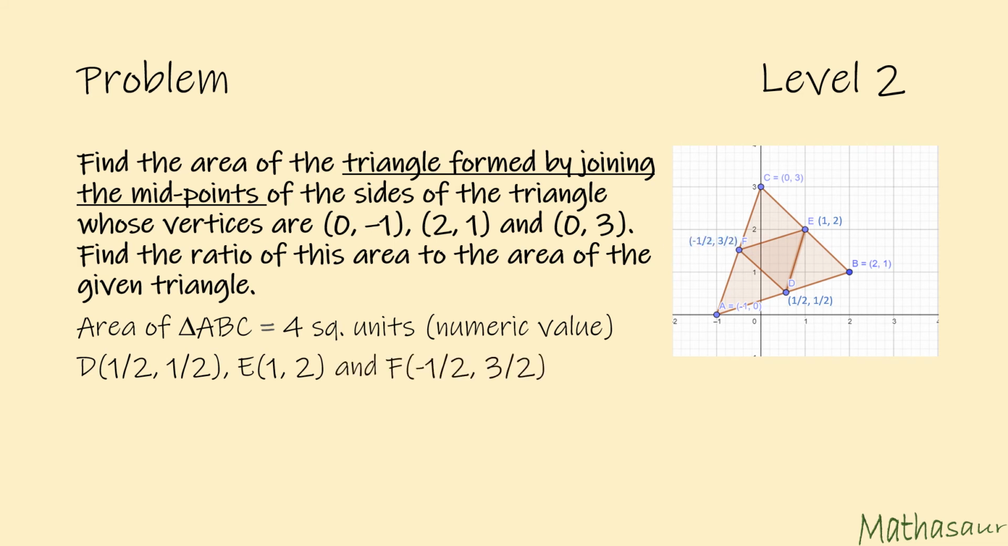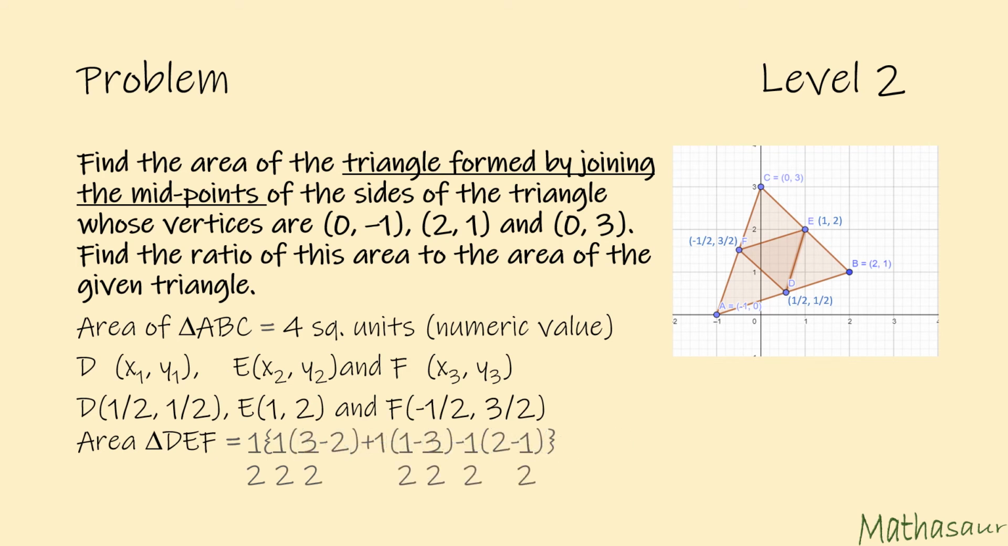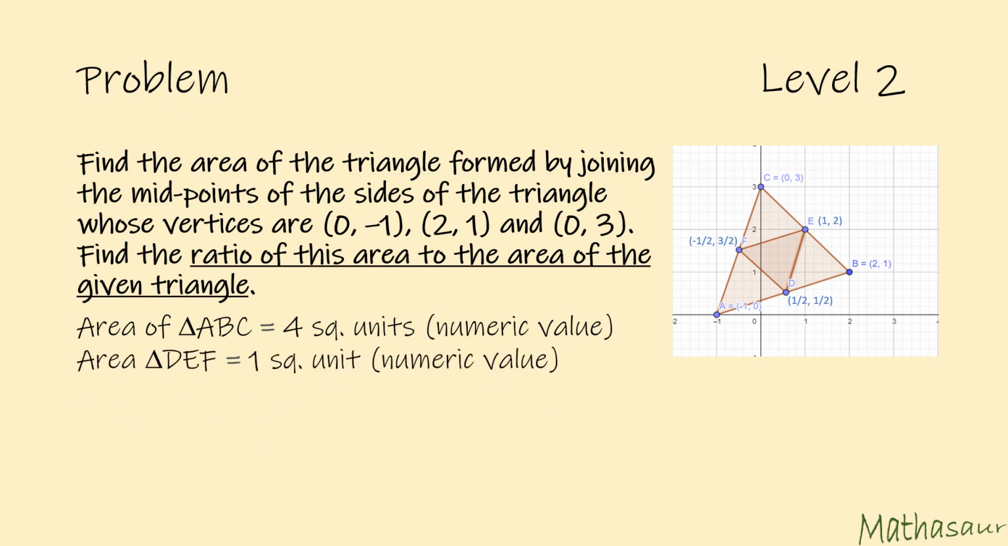and -1/2, 3/2. Now once again, looking at the triangle DEF, let us label these coordinates as x1, y1, x2, y2 and x3, y3 and substitute these values in the formula for the area of a triangle. We get the area of triangle DEF as -1. Since area cannot be negative, let us look at the numeric value obtained from this formula. So we get the area of triangle DEF as 1 square unit.